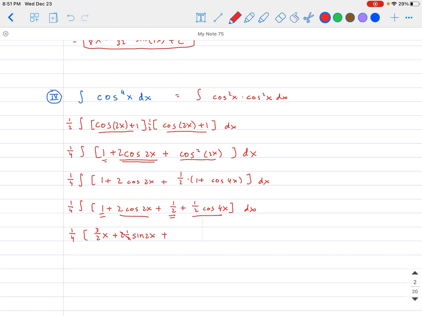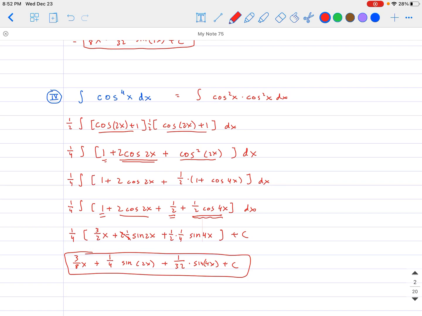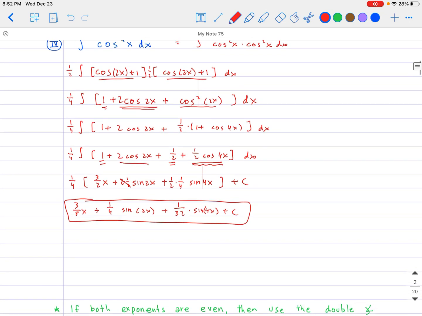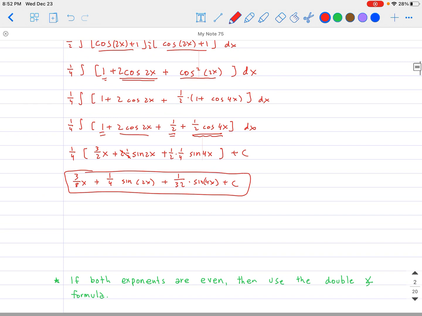And then we also have this last part right here, where the antiderivative is going to be sine again of 4x, and then we're going to produce a 1/4, and then also we have the 1/2, and then all of that plus c. So it looks like my final answer is 3/8 x, plus 1/4 times the sine of 2x, plus 1/32 times the sine of 4x, and then quantity plus c. So there's your nasty antiderivative. Okay. All right, so I think we've done enough with the cosines and sines, but just as a general rule, if both exponents are even, then use a double angle formula to help you out with it, okay?